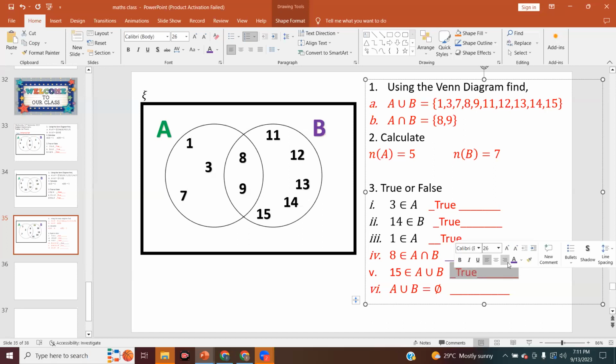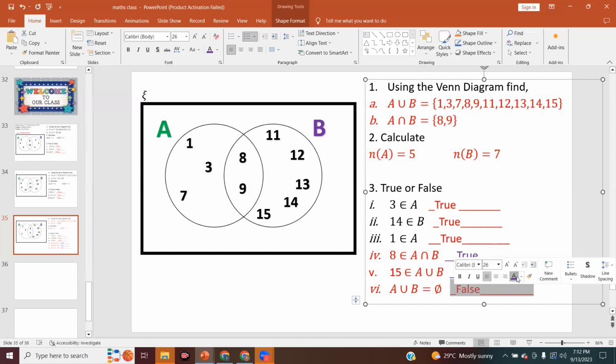Of A and B. That's true. All right, last but not least. A union B is an empty set. Is that true or is that false? False. How does A union B get empty? You see how many elements are inside that?